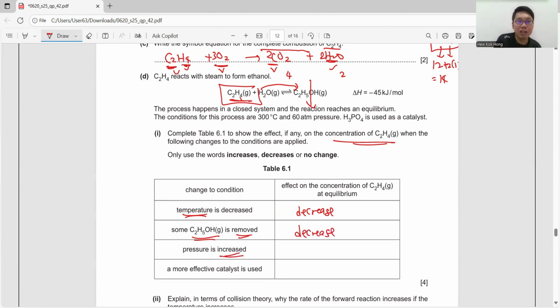How about when pressure is increased? When pressure is increased, we need to compare the gas molecules. On the left-hand side, we have 2 moles, while the right-hand side has 1 mole. When pressure is increased, it favors the lower number of molecules. So that's why, again, it shifts to the right. So here is decrease again. Last, a more effective catalyst is used. When a catalyst is used, the rate is increased for both forward and backward reactions. So that's why there is no change for the equilibrium.